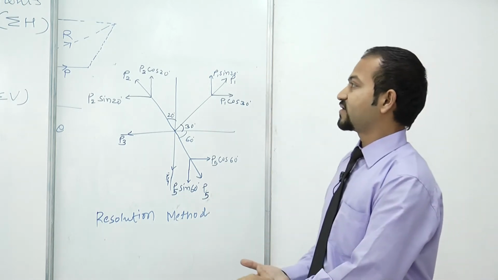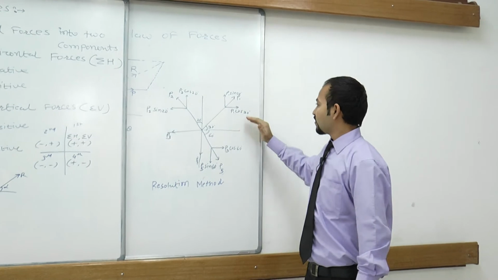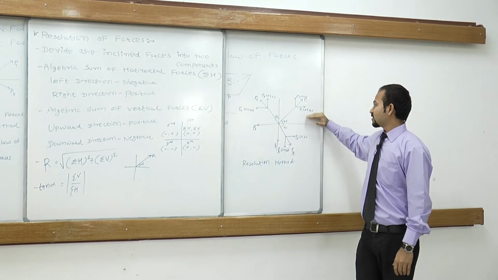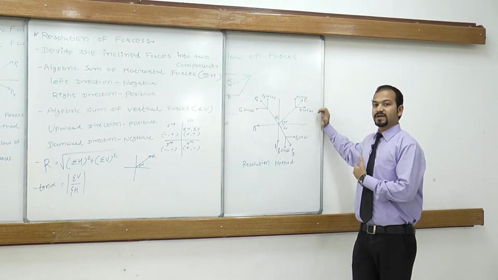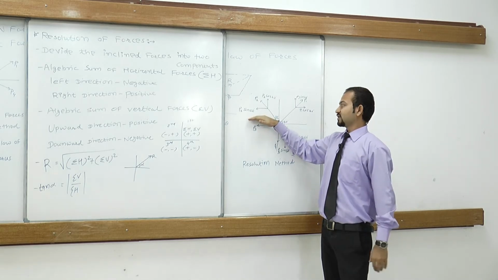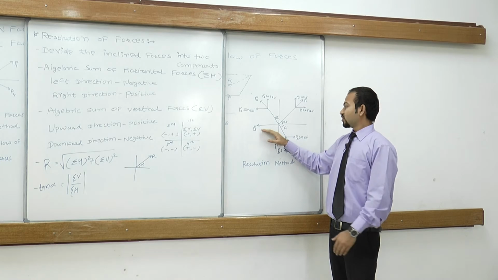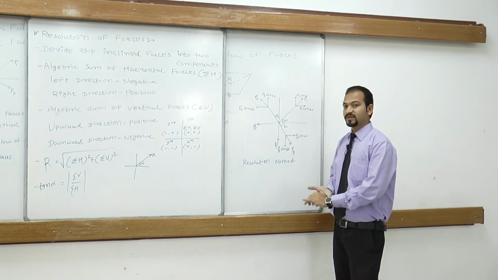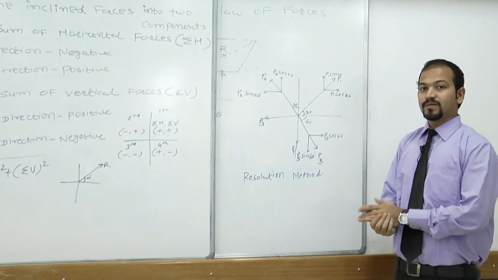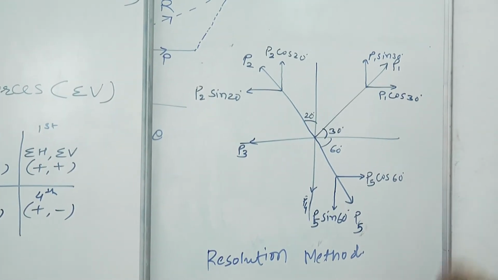Then we calculate sigma H, the algebraic sum of horizontal forces. In this we consider only horizontal forces: P1 cos 30, P2 sin 20, P3 and P5 cos 60. P1 cos 30 acts in the right direction, so we consider it positive. P2 sin 20 acts in the left direction, so it is negative. P3 also acts in the left direction, so P3 is negative. And P5 cos 60 is positive because it acts in the right direction.